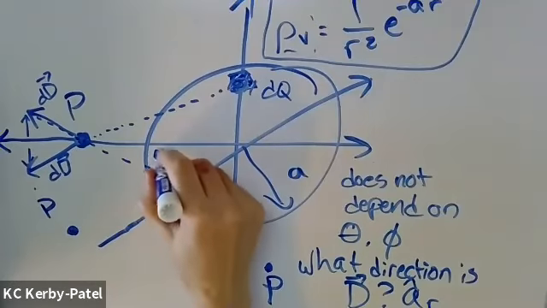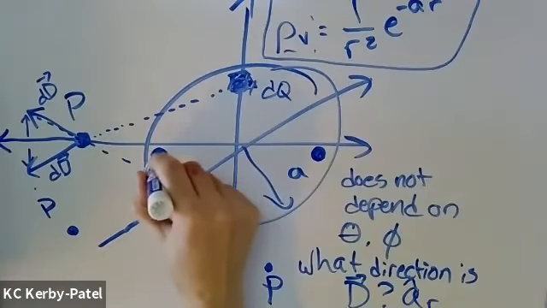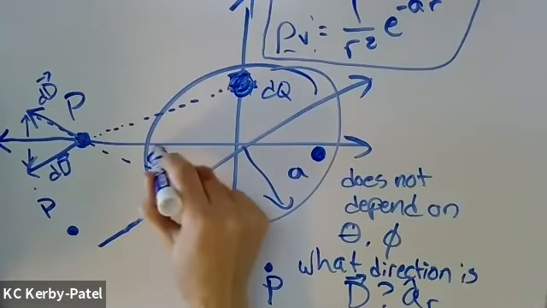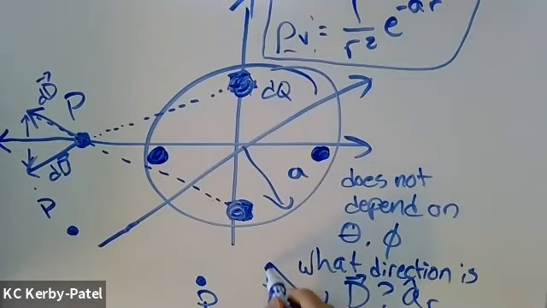I guess you can have a phi component if you choose them opposing this way. I chose them up and down, so there wasn't a phi component. But if I choose them opposing horizontally, I can have a phi component this way, and a phi component this way, and they can cancel. But for any choice I have that creates a phi component or a theta component, I can always choose an opposite dq that will cancel it.